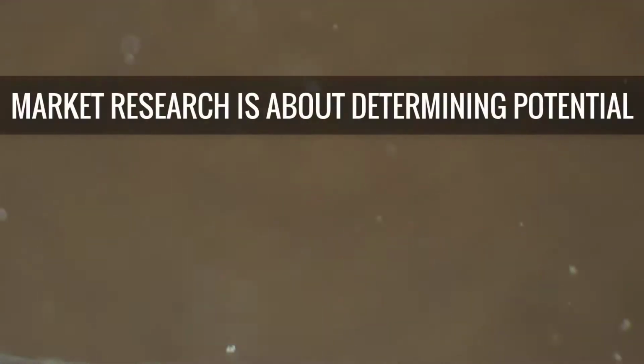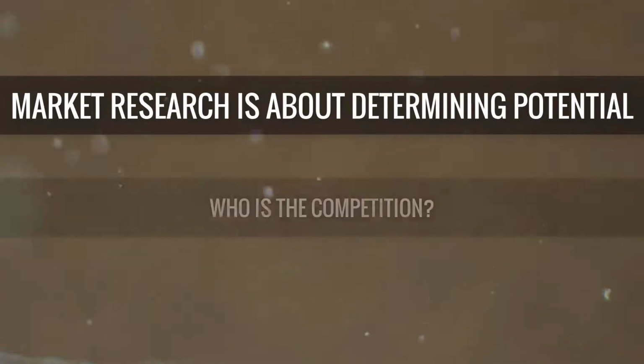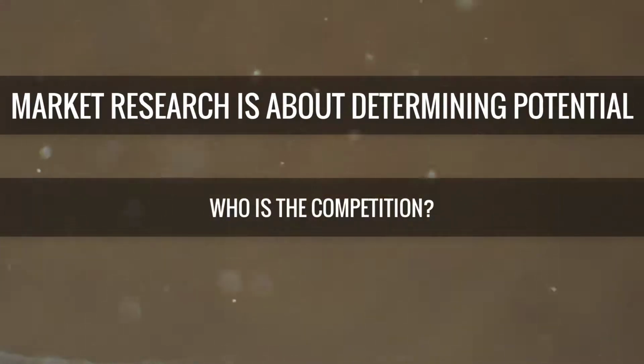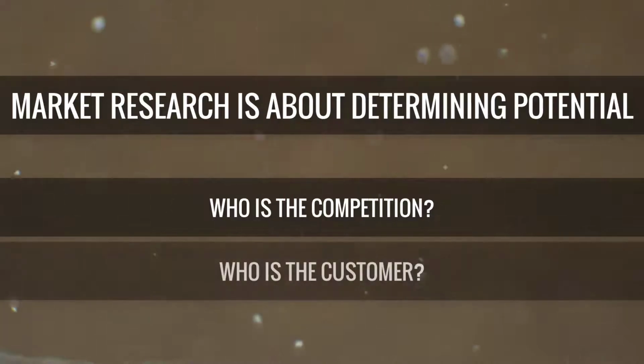When we do market research, we want to determine market potential. And so what we need to find out is who are our main competitors and who will buy our products. In order to do market research properly, however, you'll need to understand a core concept first.